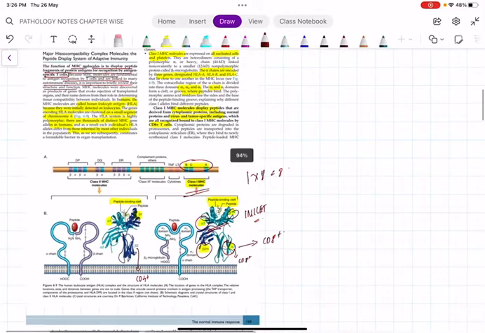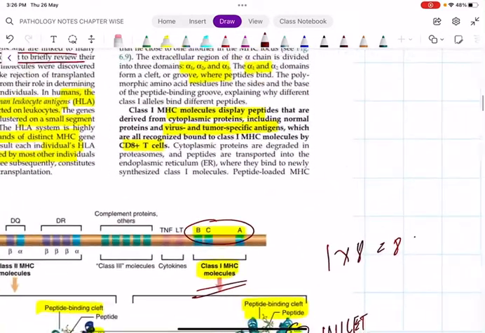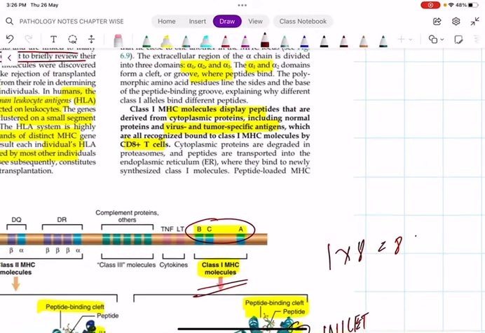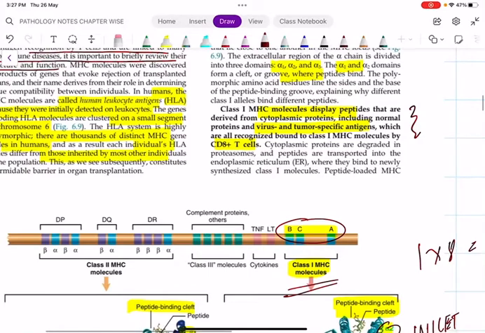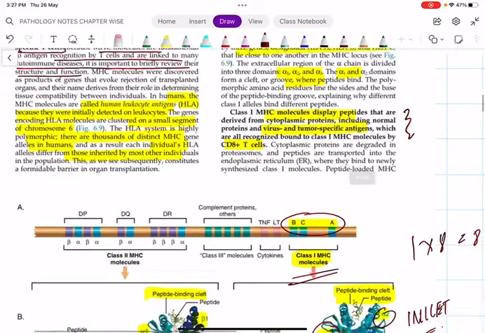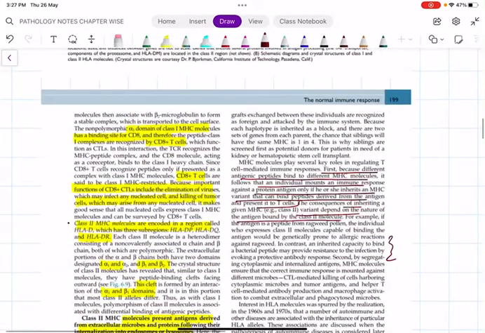Remember, class 1 MHC molecules are targeted against virus and tumor specific antigens. Whenever there is a viral infection or a neoplasm, what will happen? It is the CD8 or cytotoxic T cells that will come into action and kill these cells: viral infected cells and tumor cells. I told you CD8 plus, that is the most important point.